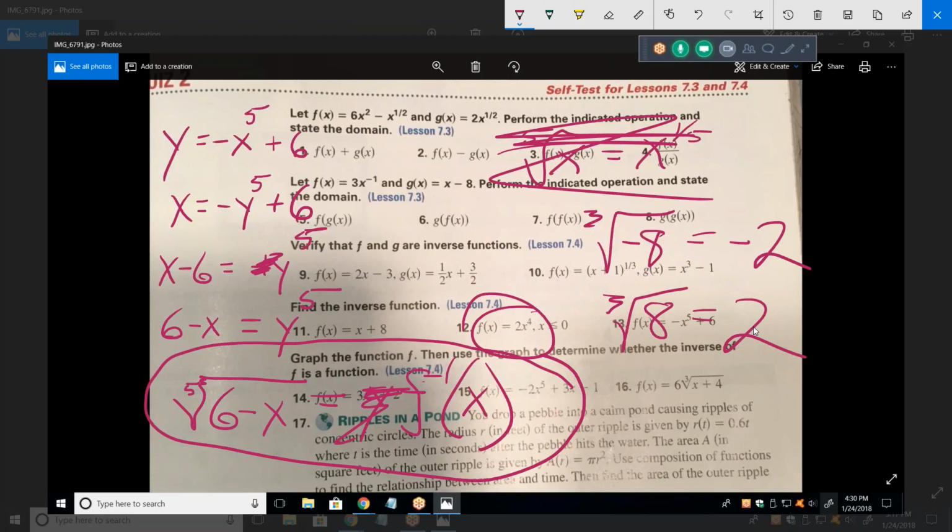So to me, I think the best first step is to always change your f of x into a y. Then swap the variables, second step. Solve for y, third step. Okay. And then a fourth step, change that final y into f inverse of x.